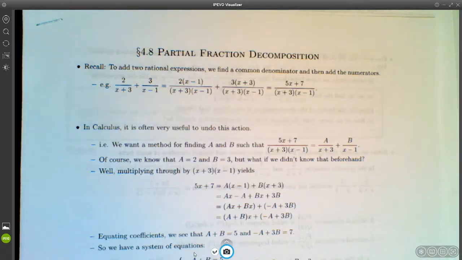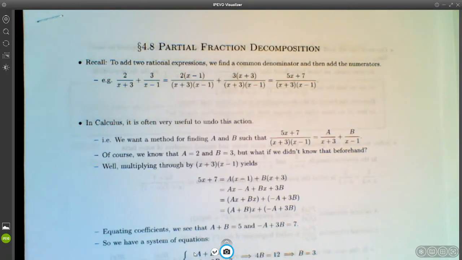All right, let's talk about 4.8 partial fraction decomposition. This section may seem a little bit strange, kind of an oddball topic, but it's going to be very important for you in calculus, especially second semester calculus when you start doing integration. Being able to perform some partial fraction decompositions is going to be very helpful for you.